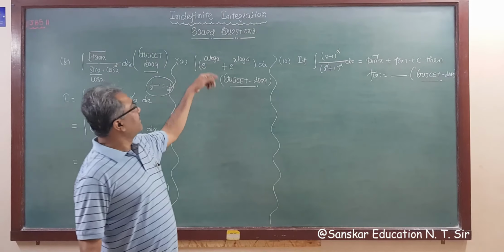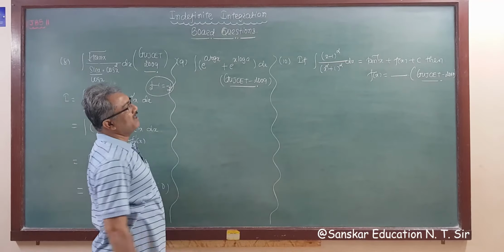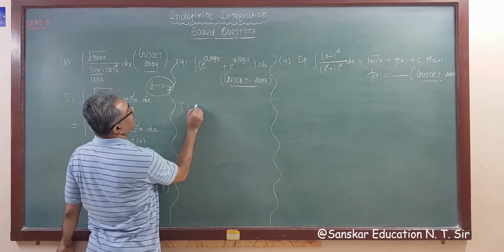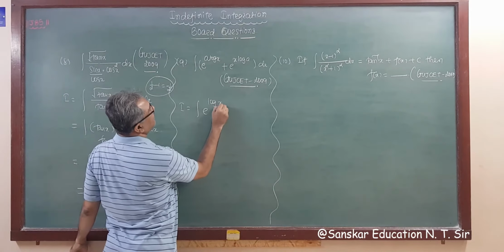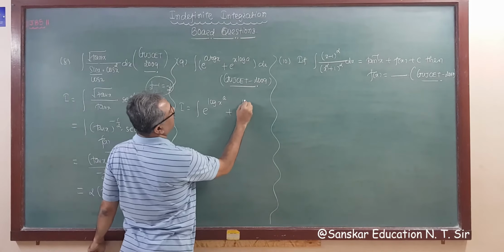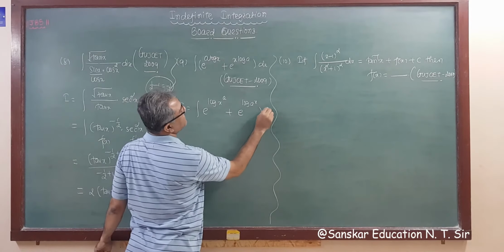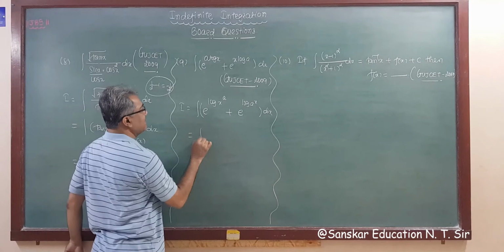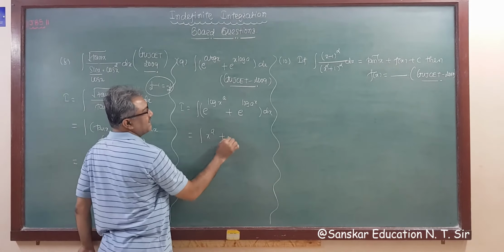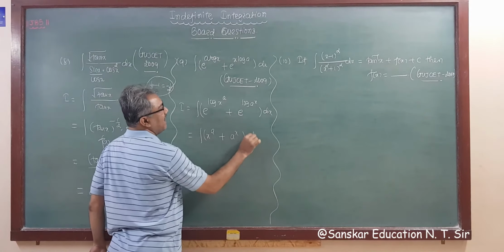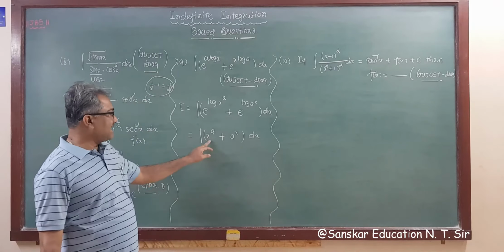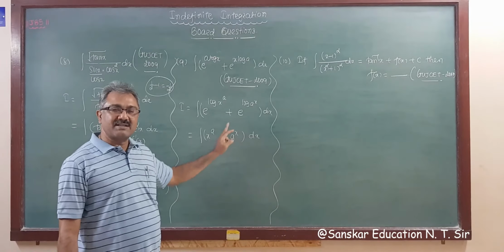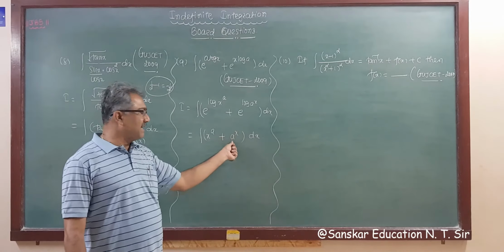Now the next question, number 9, is from Gujarat 2009. This is given. Now you know, if we write this, I is equal to integration of e raised to log x raised to a, plus e raised to log a raised to x, and this is dx. Now we have a formula. The answer of this is x raised to a. So this is integration of x raised to a plus a raised to x dx. So applying the x raised to n formula, and this is a raised to x, that is constant raised to variable, the a raised to x formula.